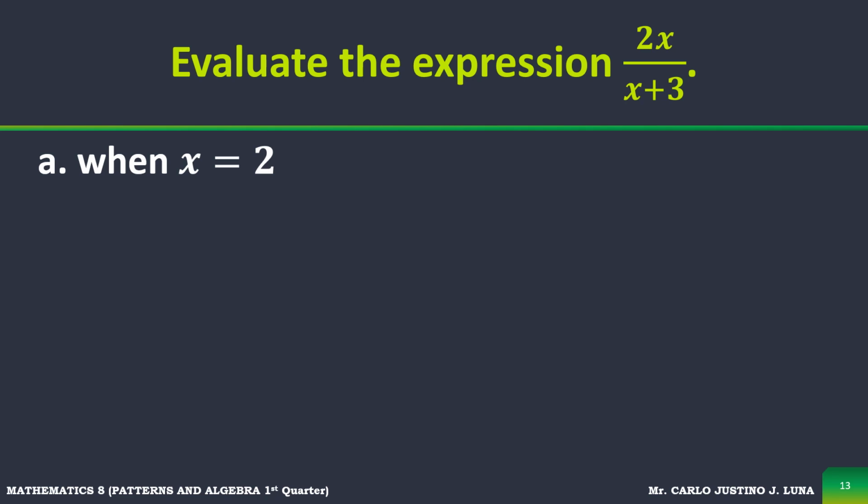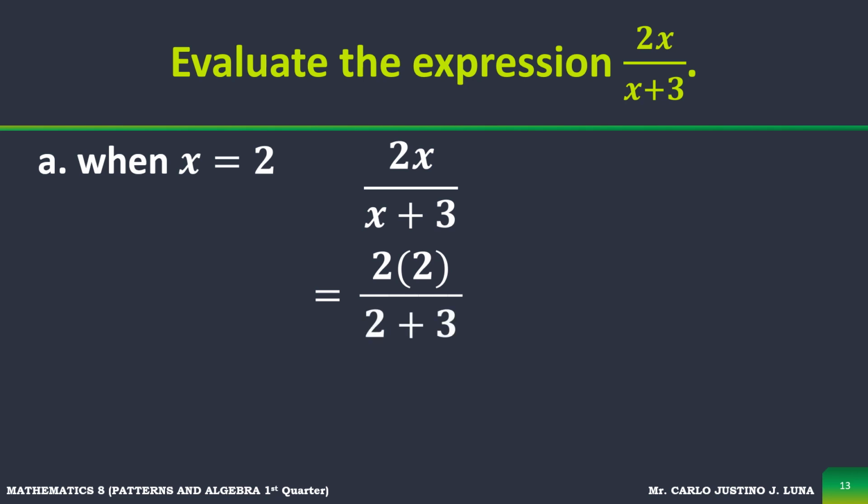So let's do it. First, you copy the expression. We have 2x over x plus 3. Afterwards, you substitute x with positive 2. So, our numerator 2x will become 2 times 2 because our x is 2, over our denominator, x plus 3. Again, you change x with 2. So, the denominator will become now 2 plus 3.